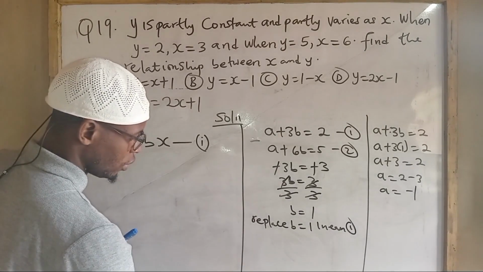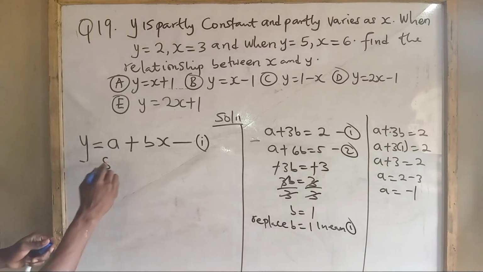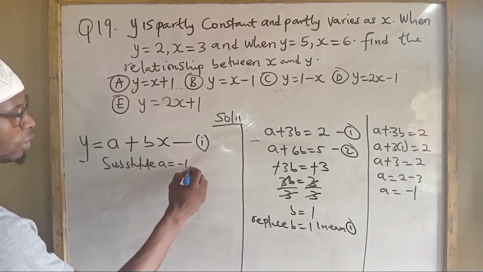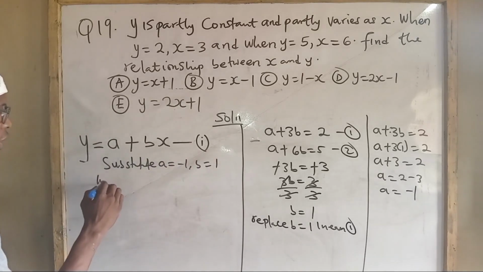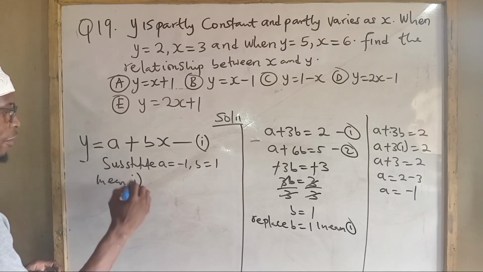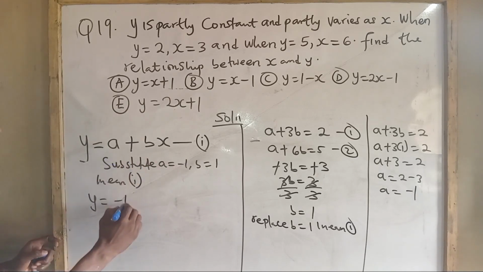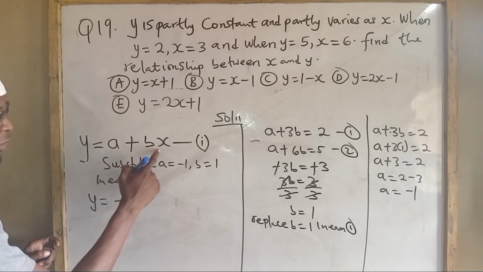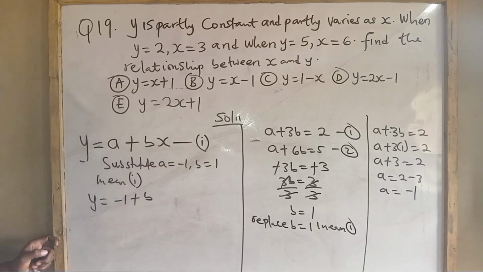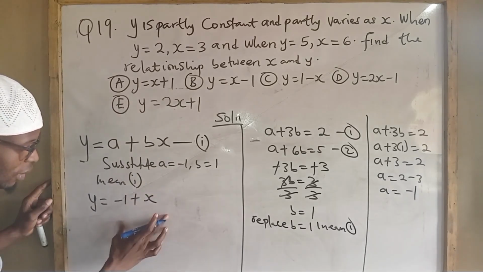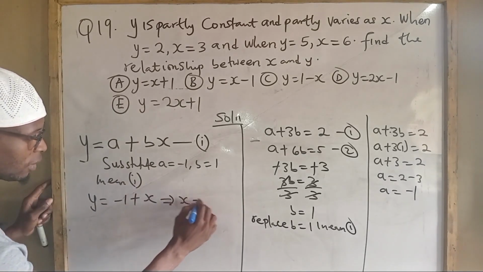Come back to this equation 1 now. Substitute a equals to minus 1, b equals to 1 in equation gamma figure I. So we have it as y equals to, since a equals to minus 1, we have minus 1 here, plus then b equals to what? 1. So we have minus 1 plus x rather. Sorry. So this is same thing as saying x minus 1.